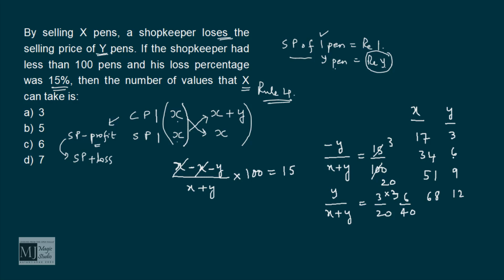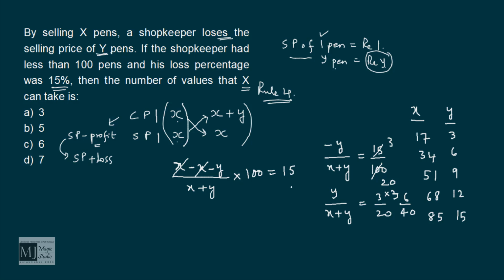Isn't it? So we have 3, 6, 9, 12. Yes, we can have one more value. If y is 15, it will again grow by 17. That is 85. If I take y equals 18, it will again grow by 17, but then the x value would be greater than 100.